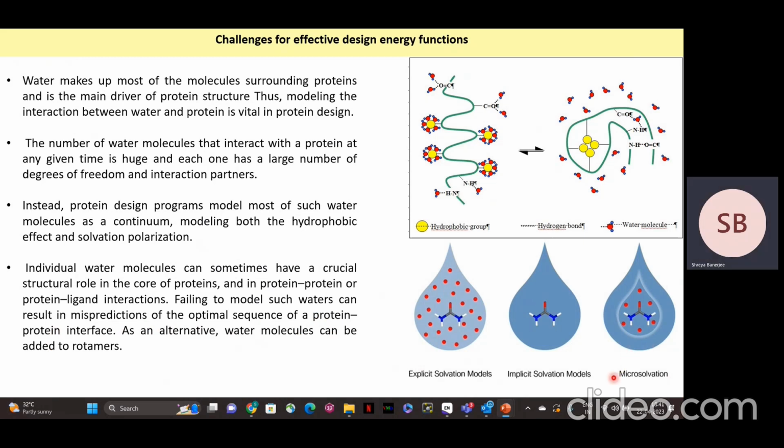As an alternative, those particular water molecules can be added to rotamers to have a microsolvation. So in microsolvation, most of the water is modeled as a continuum, as in the implicit solvation model. But the few particular water molecules that have a specific function, say in the protein-protein or protein-ligand interactions, are modeled separately as individual molecules. So this kind of dual model is called microsolvation.